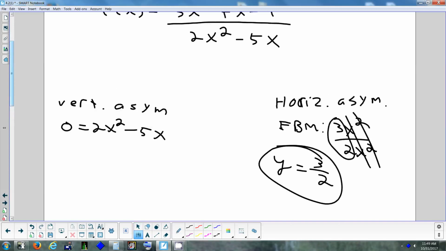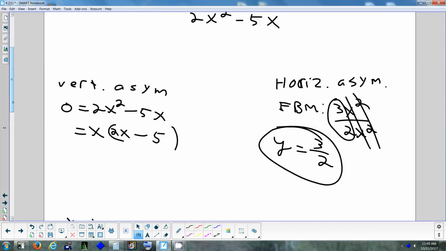This one isn't as bad to factor. This is just a GCF. So just pull out an x. And what would you be left with? x squared... So 2x, an x and a 2... minus 5. Minus 5. Okay.